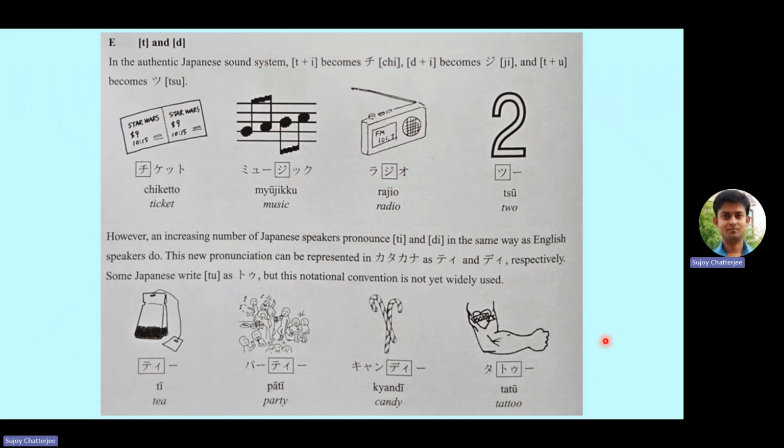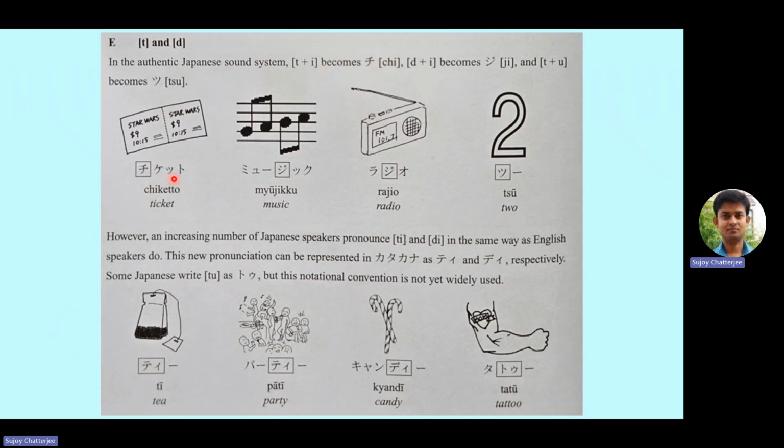So this makes some English words very difficult to translate into Japanese. So what we do, for example, if the word is ticket. Here we need the sound T, but there is no T in Japanese. It's chi. Then it will become chiketto.